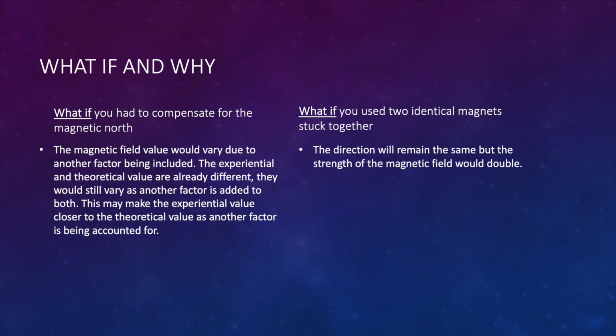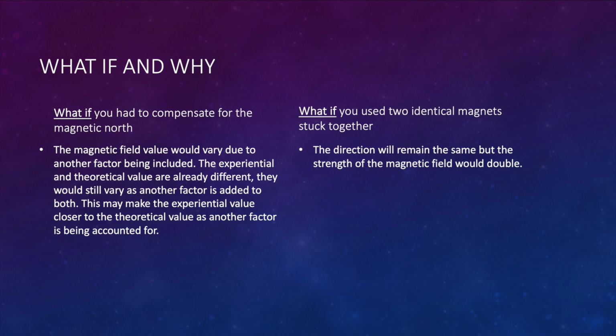What if you had to compensate for the magnetic north? The magnetic field would vary due to another factor being included. The experimental and theoretical values are already different. They would still vary as another factor is added to both. This may make the experimental value closer to the theoretical value as another factor is being accounted for.